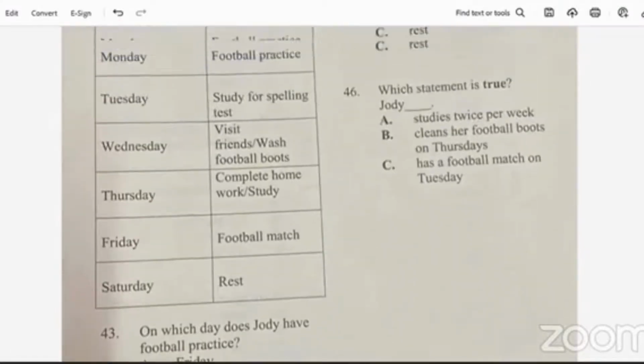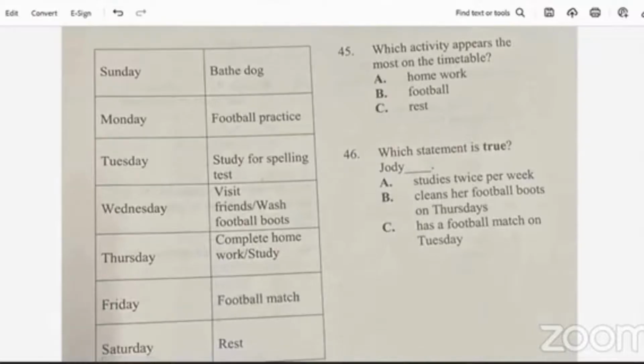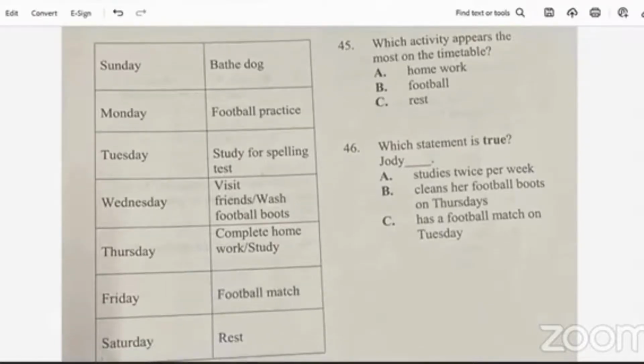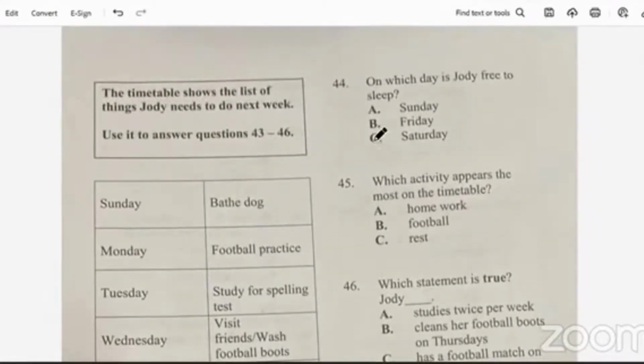Let's go to question 44. On which day is Jody free to sleep? So let's see what day she's free to sleep. Okay, so Sunday she's doing something, Monday, Tuesday, she's doing something every day except Saturday where she can rest. So I guess on that day, on a Saturday, she's free to sleep. So that would be C, Saturday.